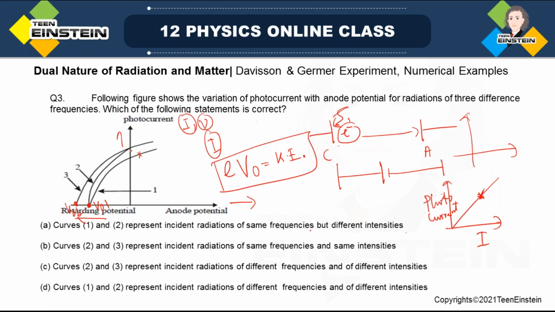See, this is curve 1 and this is your curve 2. So they have different photocurrent. That means they have different saturation current. So intensities are different. That is true.